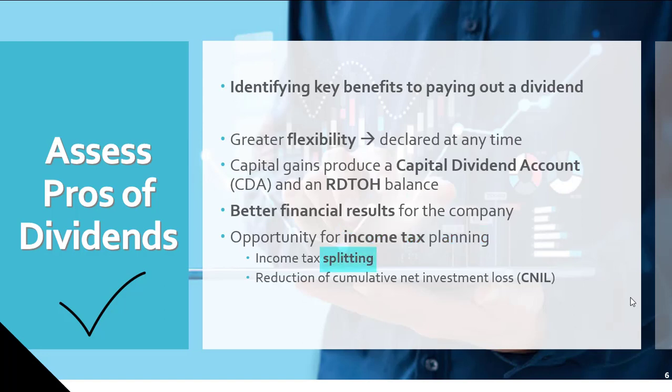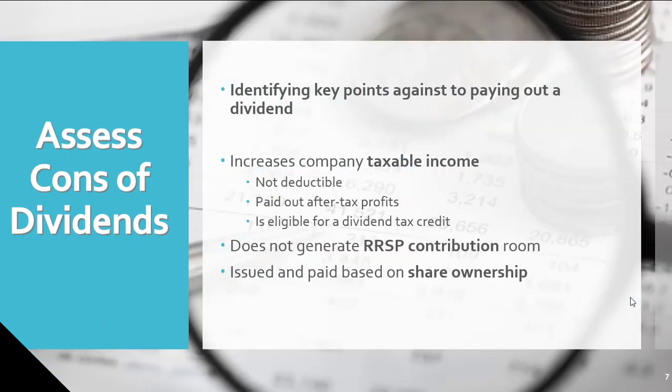For example, there's the opportunity for income splitting that can be achieved with 2 or more shareholders, for example, a husband and a wife. In relation, dividends reduce an individual's cumulative net investment loss. When claiming the lifetime capital gains exemption, the cumulative net investment loss will diminish the amount available. Receiving dividends as payments will reduce the existing cumulative net investment loss balance and will increase the lifetime capital exemption available in the future. Now we can look at some of the cons in paying out a dividend.